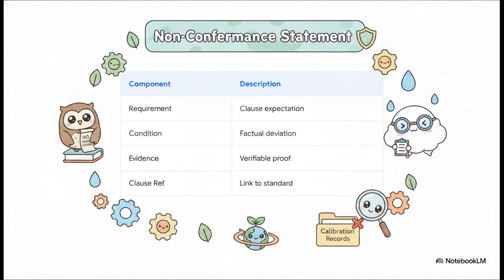And the construction of a defensible nonconformance statement needs 4 very precise parts. It's kind of like a recipe. You have the requirement, the observed condition, the objective evidence, and the clause reference. Basically, you state exactly what ISO 14001 demands, you state the factual deviation you observed, you provide the verifiable proof, like those missing calibration records, and then you link it directly back to the standard. This exact structure ensures the finding is bulletproof, ready to withstand challenges from the organization or scrutiny from the certification body.